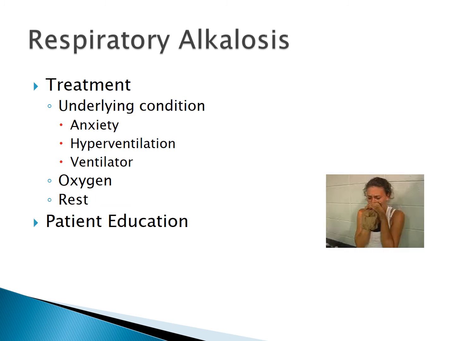So treatment for respiratory alkalosis: treat your underlying condition. If they're anxious, you want to help them calm down and stay with your patient. When they're hyperventilating, a lot of times they have carpopedal spasms, which are painful to them because their hands and feet start cramping up and curling in, and they don't know what's going on with them. It gets them even more anxious. So explain to them, take some slow, deep breaths, and try to get control of that so that they stop hyperventilating.